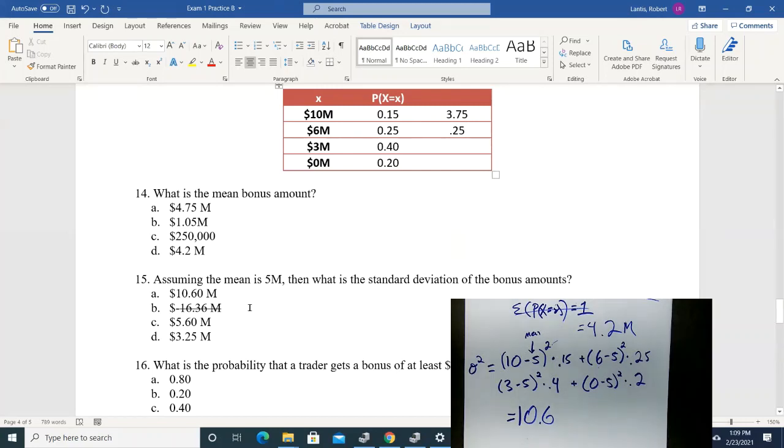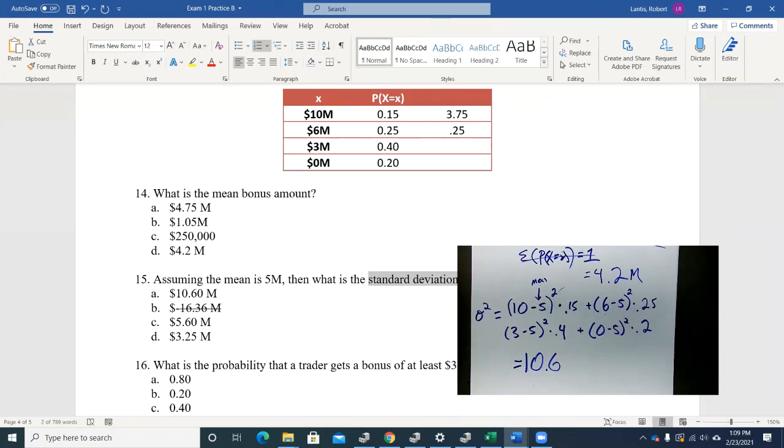What am I actually asked to find? The bonus amount, but I'm not finding the variance. It actually asks me to find the standard deviation, right? So what's the only other step I should have to do? Take the square root, right? So if I have the variance, that's sigma squared, the standard deviation will just be the square root of the variance, or the square root of 10.6, which I'm guessing is about 3.25.